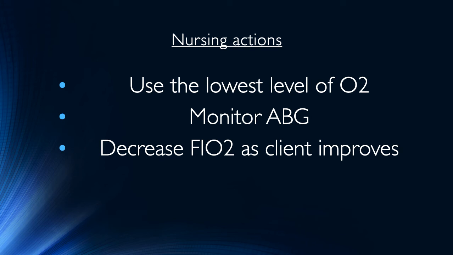But monitor your ABG, monitor your pulse ox, and decrease that FiO2, which is your oxygen percentage. Decrease that as the client improves. If you need a physician's order to decrease that oxygen, get a physician's order. But decrease the oxygen just as quickly as you can, and that way you can avoid some oxygen toxicity.